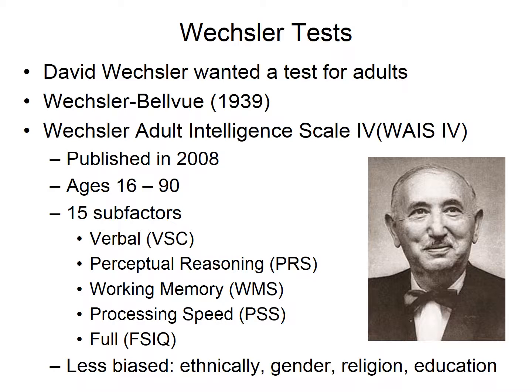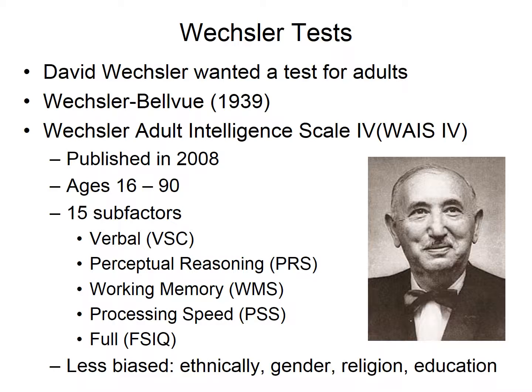Probably the most famous and most used is the Wechsler tests. David Wechsler wanted a test for adults, so he was wanting to create his own intelligence test. The Wechsler-Bellevue 1939 was the first version of this, but then the Wechsler Adult Intelligence Scale, currently in its fourth version, often referred to as the WAIS, WAIS 4, published in 2008, and it's normed for people that are ages 16 to 90.